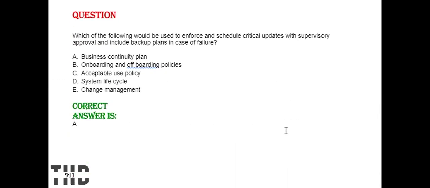Which of the following would be used to enforce a schedule for critical updates with supervisory approval and include backup plans in case of failure? Option A, business continuity plan. Option B, onboarding and offboarding policies. Option C, acceptable use policy. Option D, system life cycle. And option E, change management. The correct answer is option A.